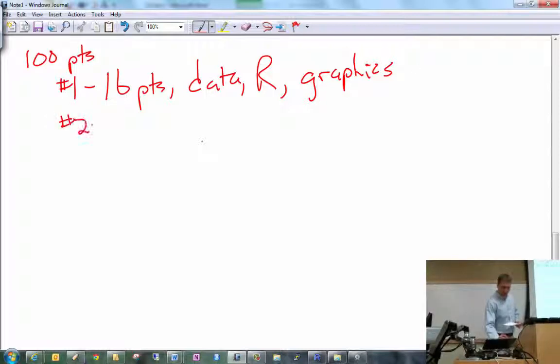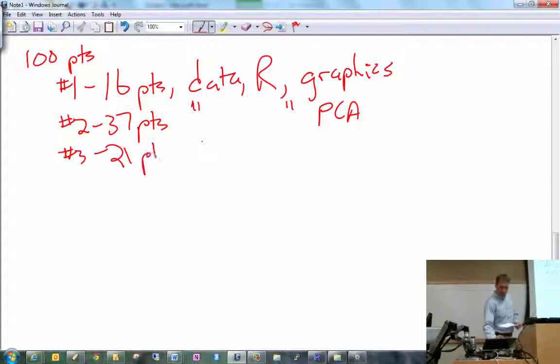Number 2, it's worth 37 points. Going to give you some data. You're going to have to use R with it, and it involves some stuff with principal components. Problem number 3, it's worth 21 points. Going to give you some data. You're going to do some R stuff with it, and it involves factor analysis.